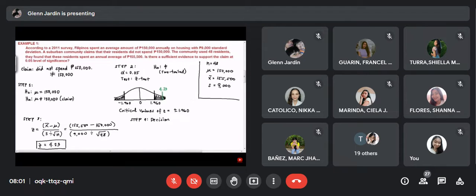0, 1, 2, 3, 4, 5, papaakyat yan to positive infinity. Ito, negative infinity. Diba? 0, negative 1, negative 2, negative 3. So, si 4.23 will be located here sa loob ng critical region. Kapag pumasok siya sa loob ng critical value, ang gagawin nyo sa HO ay i-reject nyo. Palaging, ang decision, mauuna si HO. So, reject the HO, and then we will accept the HA. Siyempre, kung reject yung isa, accept yung isa. Okay? And the next one would be step 5.